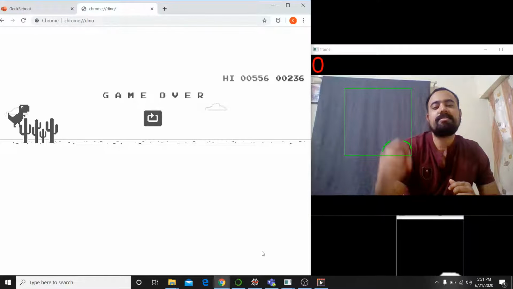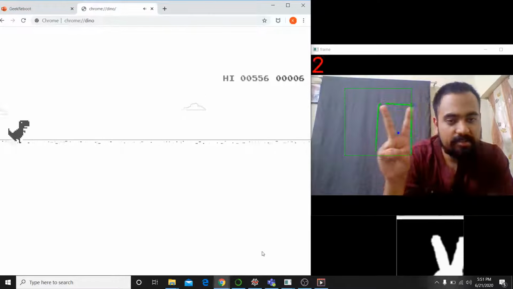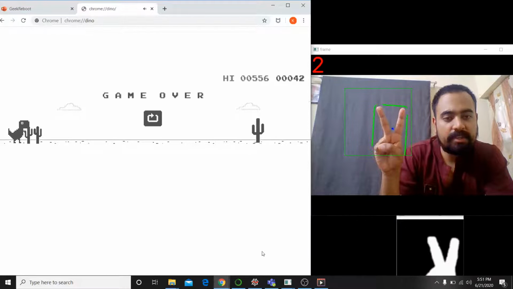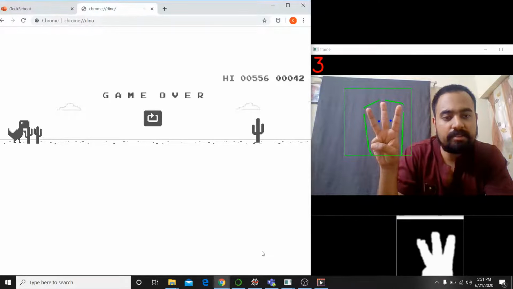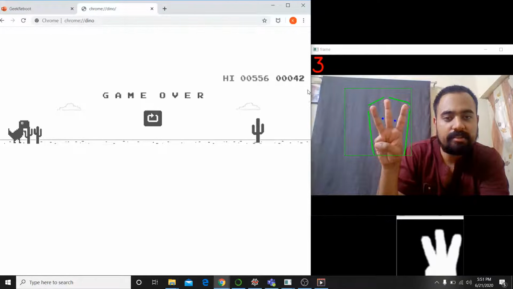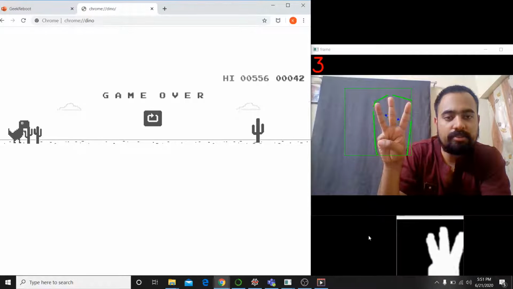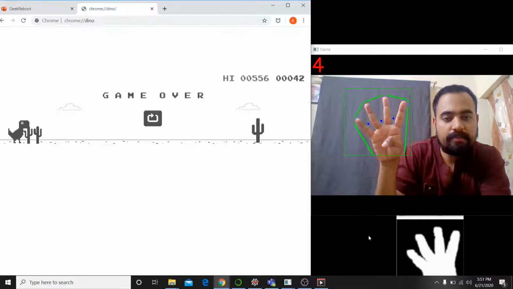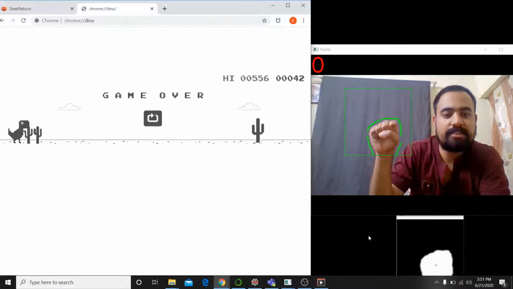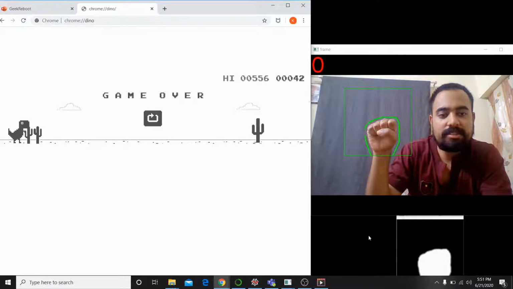So other than this, the system can understand some of my other hand gestures as well. It can differentiate between one finger and two fingers. It can also detect my three fingers. As you can see, it is changing the digit on the top, 4, and 5. When I close, it's 0. So that's how the system is detecting my number of fingers.